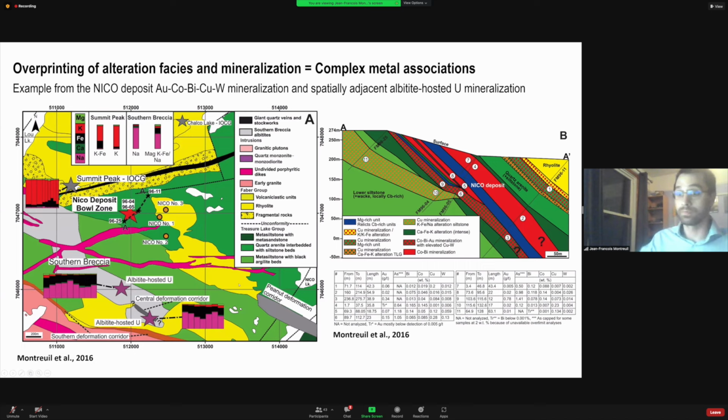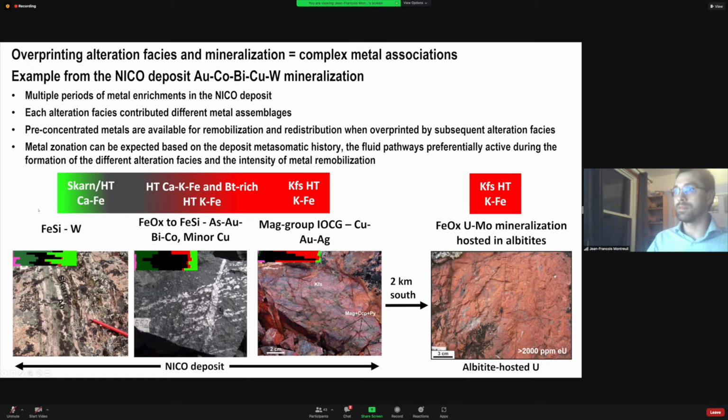What we can get from that is that because these systems are evolving, the fluid is evolving, the source, the composition of the source might be evolving as well, then we can have discrete periods of metal enrichment as these systems are being formed. And then the spatial overlap of all these styles of alteration is going to create the complex metal signatures that we can see in some of these deposits.